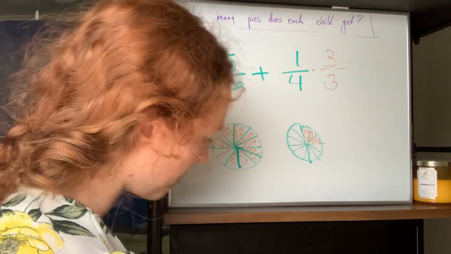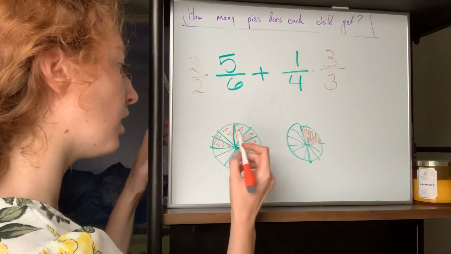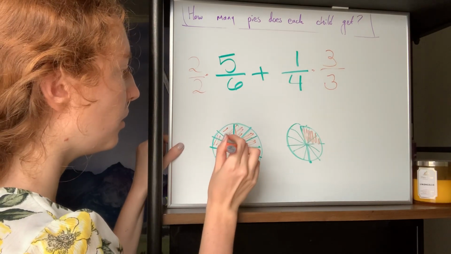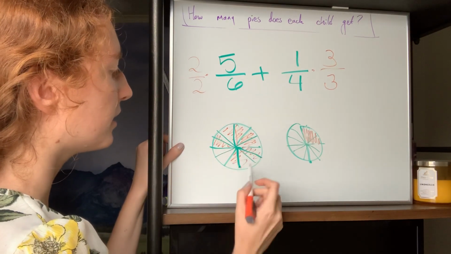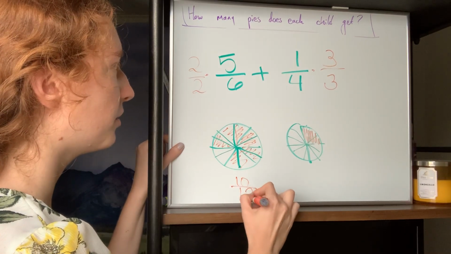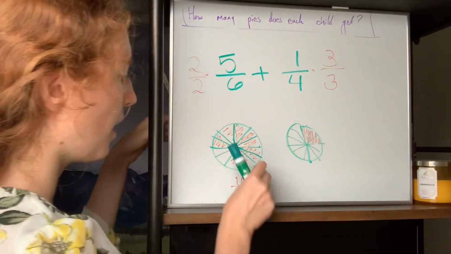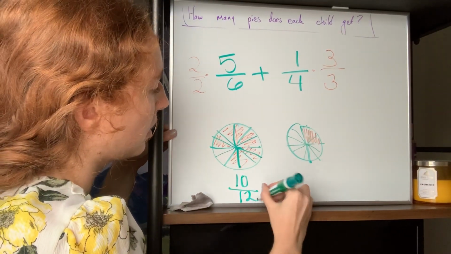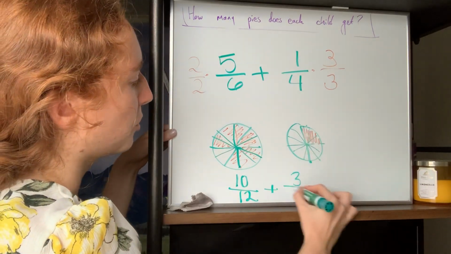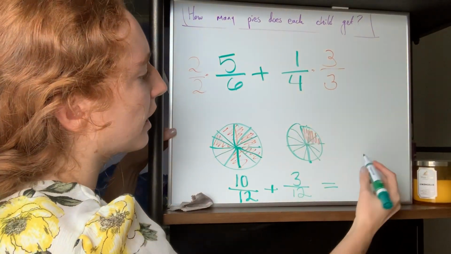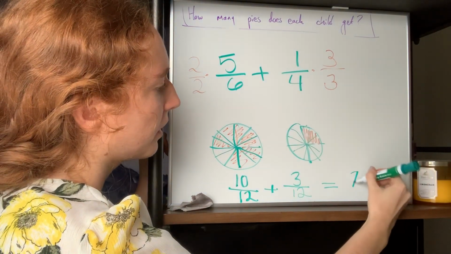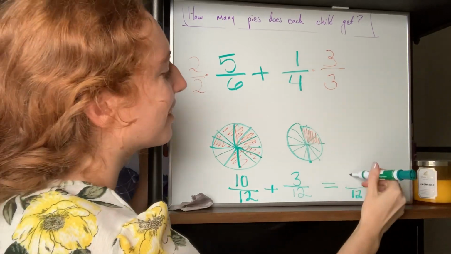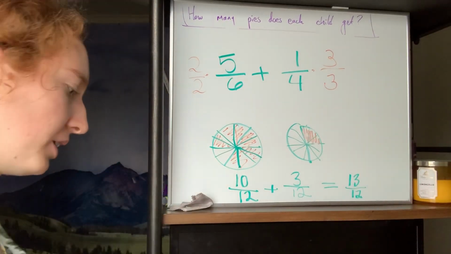And now that they have the same denominator, I can analyze this a little bit more carefully. So if I have 1, 2, 3, 4, 5, 6, 7, 8, 9, 10, this is the same as 10 out of 12. And I'm going to add it to what's displayed over here, which is 3 out of 12. How much do I have altogether? 7 out of 12. Oh, I subtracted. 13 out of 12. Oh, that's an improper fraction like we discussed before.